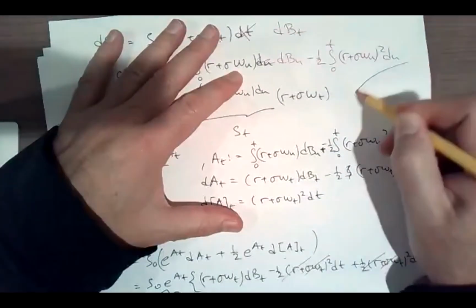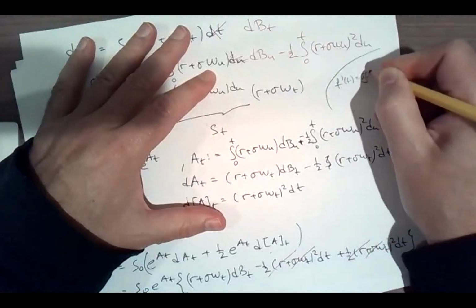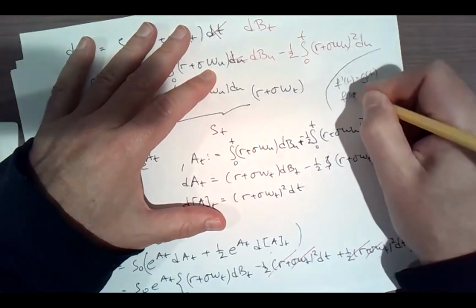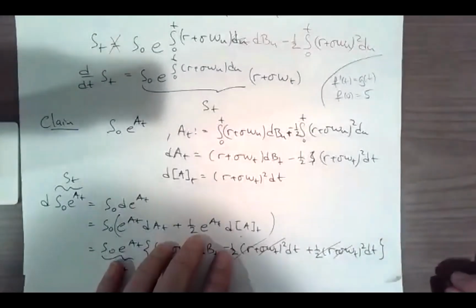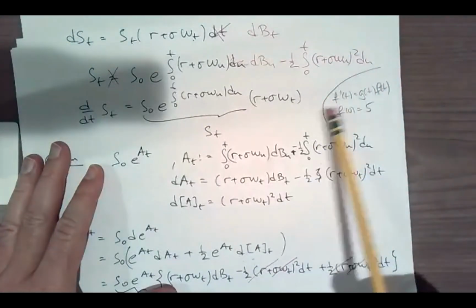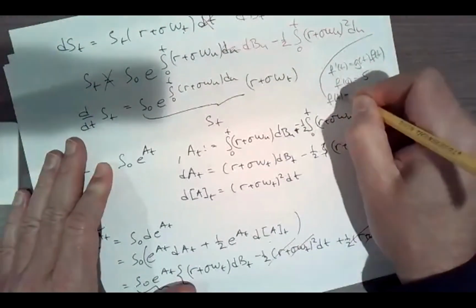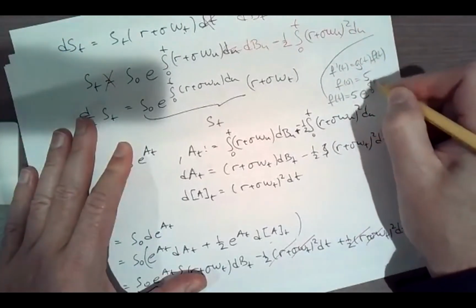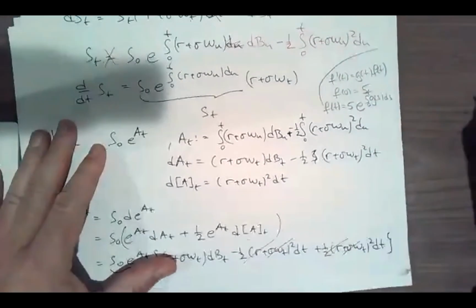Okay. Yeah. I see that. Linear ODE, right? If I tell you that f prime of t is equal to g of t f of t, and f at 0 is equal to 5, what is the solution to such a linear ODE? Well, it's going to be f of t is equal to 5 times e to the integral from 0 to t of g of s ds.